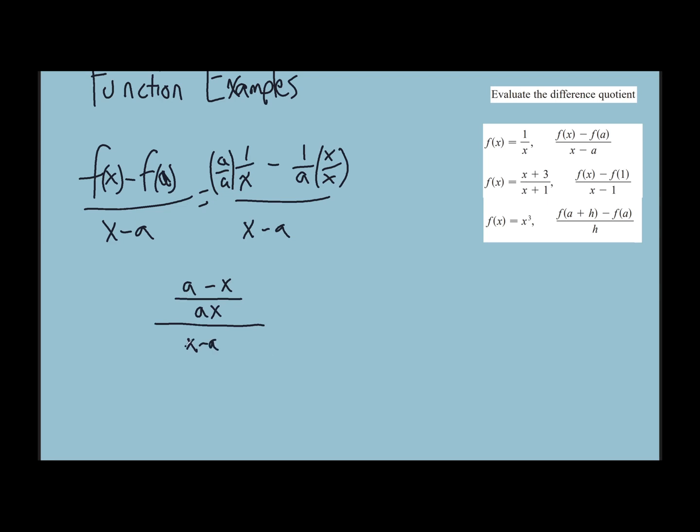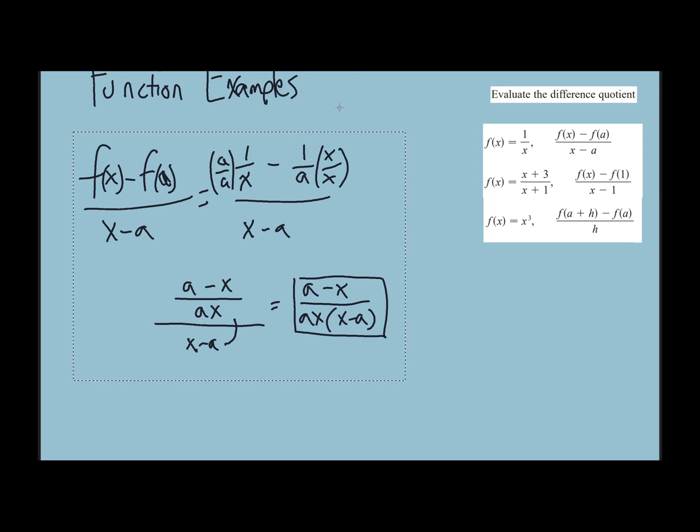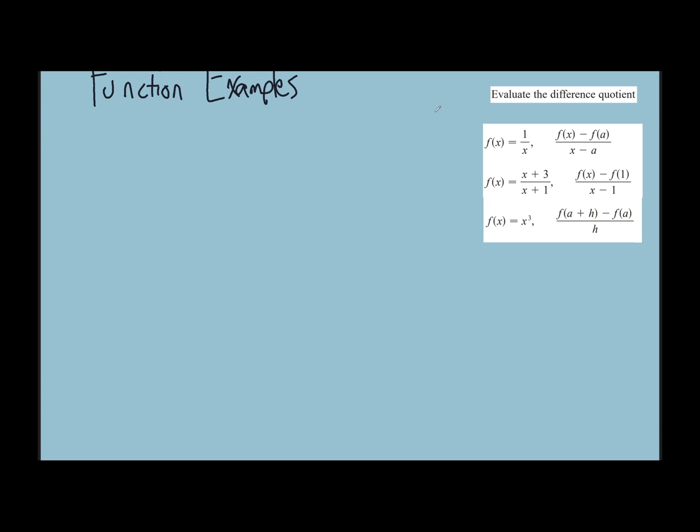And when you divide by a divide, you can bring this up into the denominator. So that's going to equal a minus x over ax times x minus a. And that's about as far as you can go with this particular question. But that's what they mean by evaluate the difference quotient. They mean basically put it together and simplify it based on this formula. I'll take that example away since you don't need it, and we'll come to something more interesting like the next one.